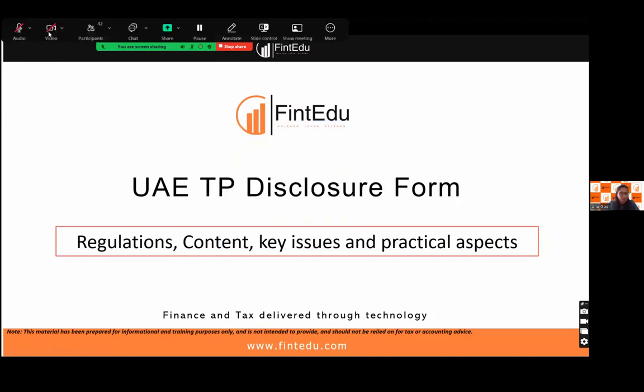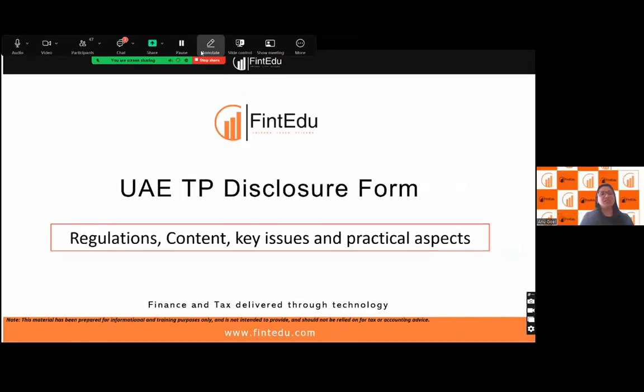So, as many of you are aware, the deadline for filing the CT return, which was originally set for 30th of September, has now been extended to 31st December 2024. And this extension includes provisions for submitting details on transactions with related parties and connected persons.